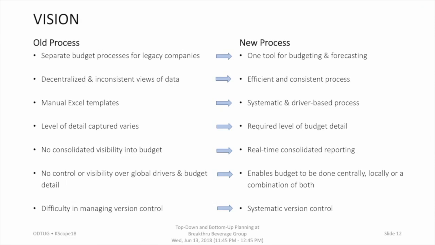So we had 2 separate processes for legacy companies. Like I said, we're consolidating a lot, so every state's budgeting differently, and we needed to get everybody on one system. Decentralized and consistent views of data. Like I said, every state's different, laws are different, so it's a good way to get everybody on one system, but still allow them at lower levels to budget how they want and tailor it to their own needs. We had manual Excel templates, which I'm sure everybody else did. So it's great to have driver-based processes, validation, Smart View for variation analysis, things like that.